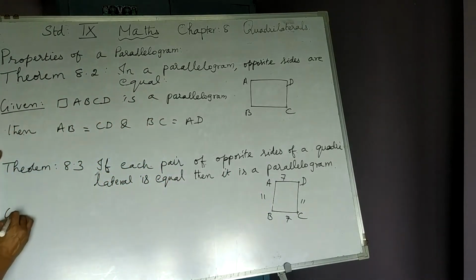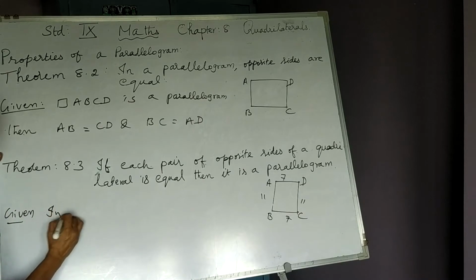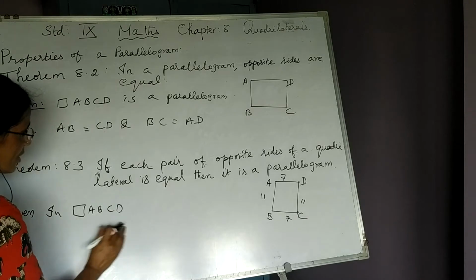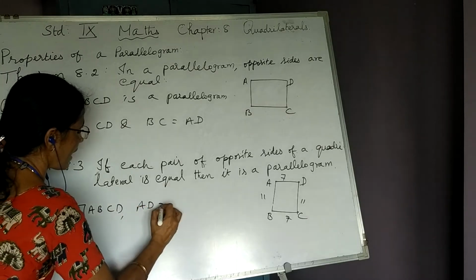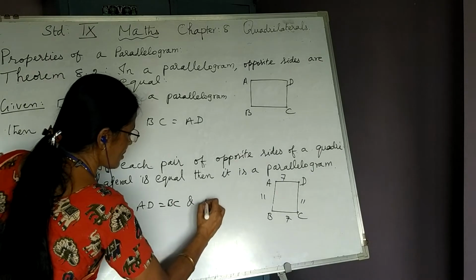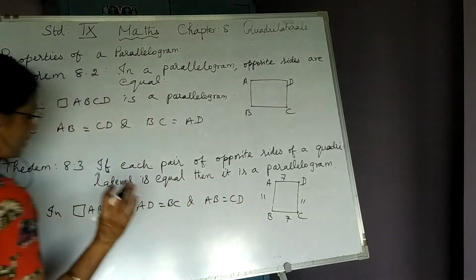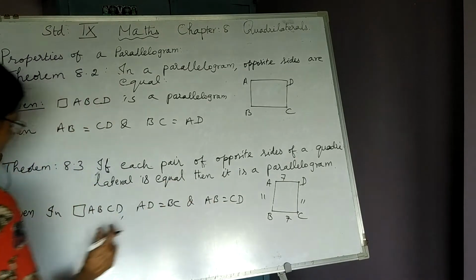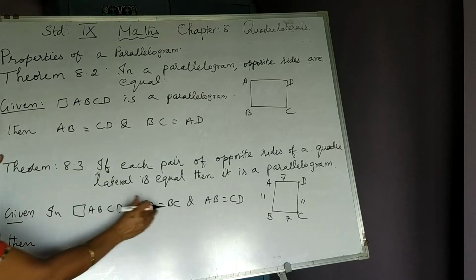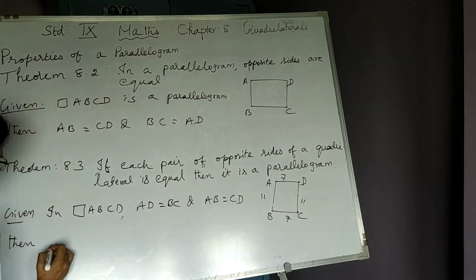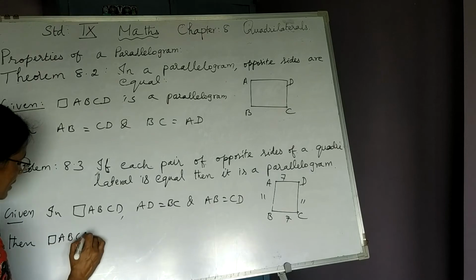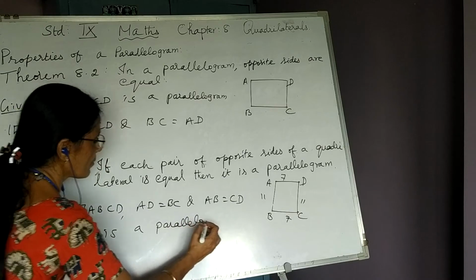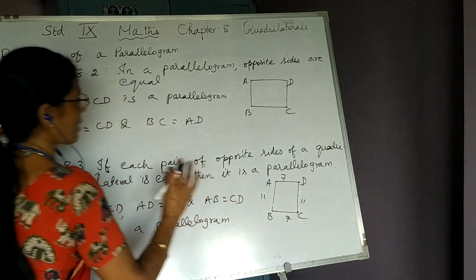So what are we given? In quadrilateral, I don't write parallelogram, remember, I am writing quadrilateral. In quadrilateral ABCD, AD equal to BC and AB equal to what? Equal to CD. We are given both the pairs of opposite sides are equal, that is given. Then if both the pairs of opposite sides are equal, then quadrilateral ABCD is a parallelogram. Easily we can understand, because opposite sides are equal, it should be what? It should be a parallelogram.